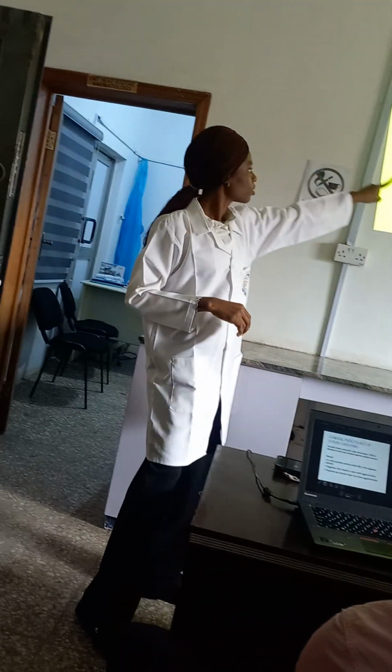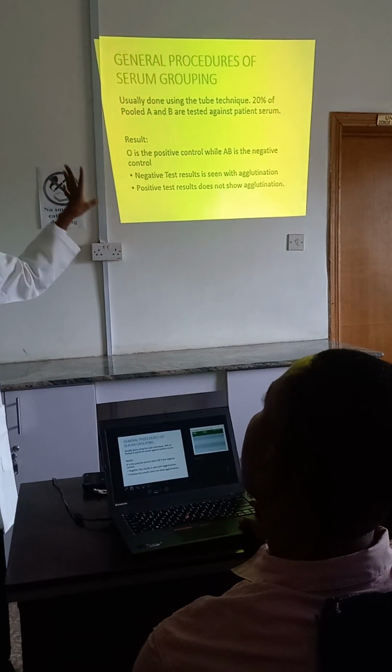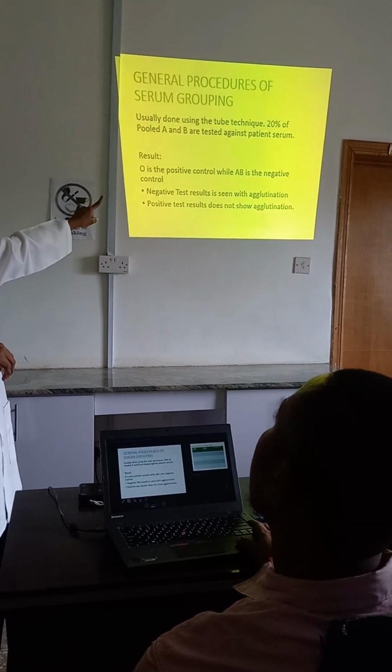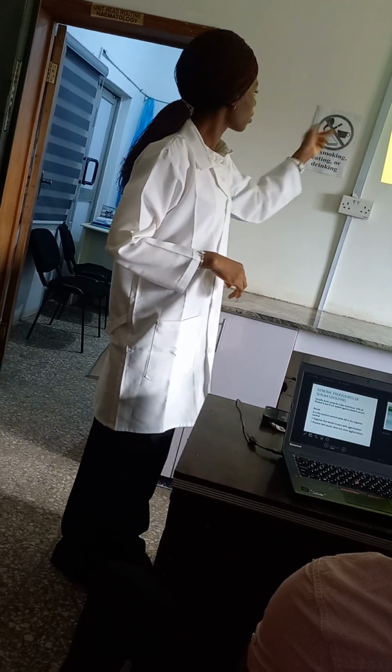Reaction in O that you are very sure is O shows you that the procedure you prepared is correct. So O serves as a positive control, while AB is a negative control, showing negative test results. Okay, go to the next slide.